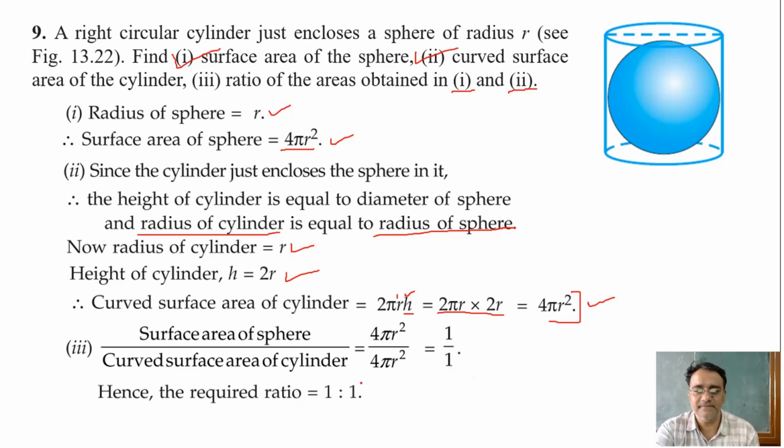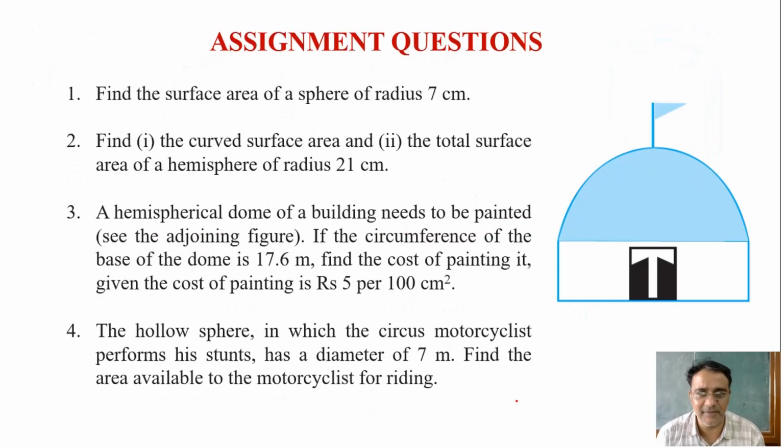Any doubt in this question? No, sir. Okay. So this is the last question of the exercise and the last question of today's session also. Now we'll move to the next section, that is assignment questions. In the first question, the radius is given and you have to find the surface area. In the second question, the radius is given, you have to find the curved surface area and total surface area of a hemisphere. And in the third question, this building is given. A hemispherical dome of a building needs to be painted, this part. If the circumference of the base is given as 17.6 meter, find the cost of painting.